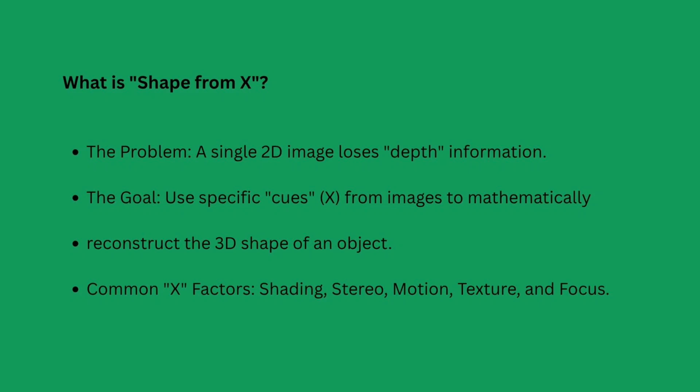Shape from X is a family of techniques where X is a specific visual cue like shadows, motion, or texture that we use to mathematically reconstruct that lost 3D geometry. Each method has its own unique strength and weakness.